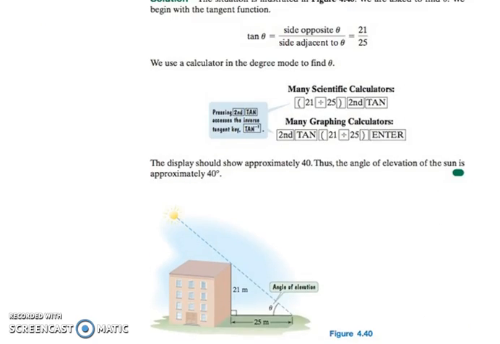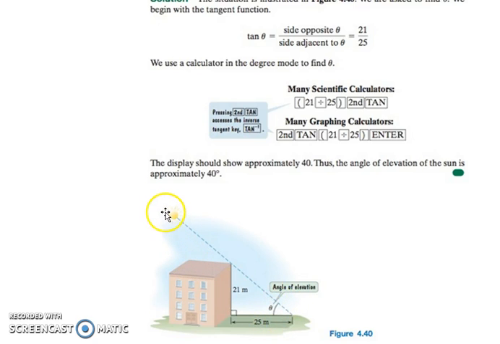This is backwards from the last problem. Last time they gave us the angle of elevation, they gave us one of the sides, and we had to find the missing side. Now they're asking us for the angle of elevation, and they're giving us two of the sides. So they said the building was 21 meters tall. Hopefully that's where the right angle is, that the building is standing straight up and down. And then the shadow is 25 meters long. And they're looking for the angle of elevation.